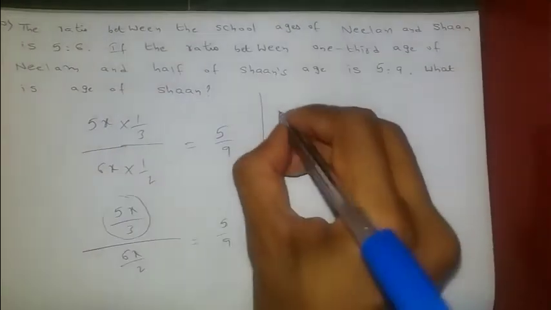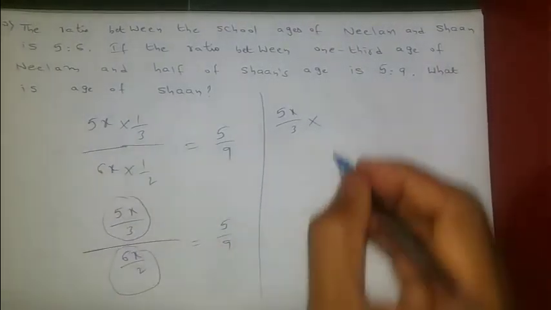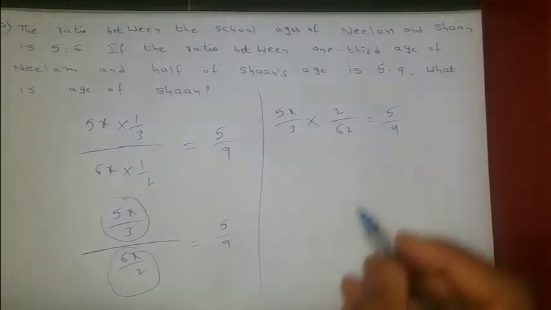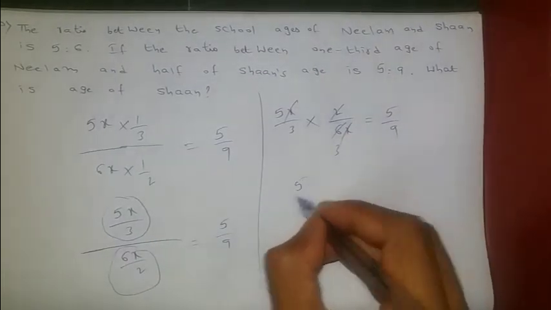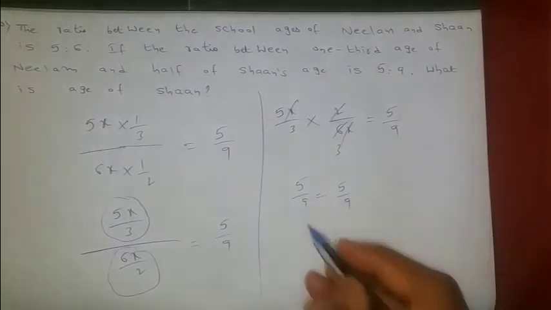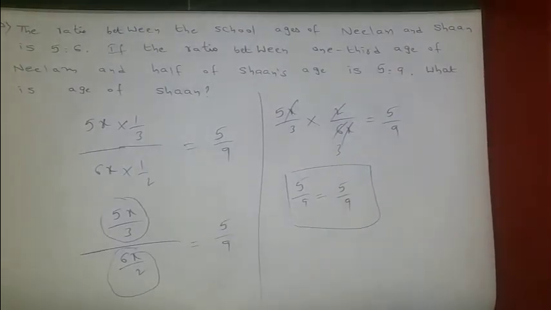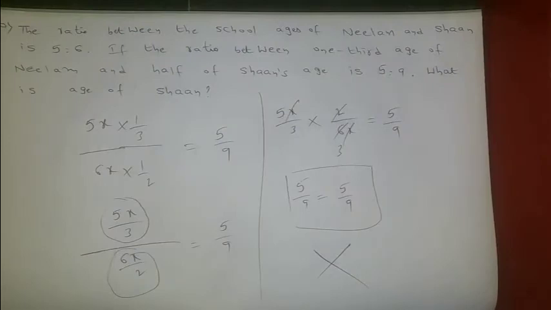Total numerator as it is, that is 5x by 3 into reciprocal of the denominator, that is 2 by 6x, is equal to 5/9. X cancels, 2 1s are 2, 3 2s are 6, so we remain with 5/9 is equal to 5/9. Whatever we solved in the solution, x value is not there at all, so it is not possible to find out the age of Shan, cannot be determined. Okay, let's move to the next question.